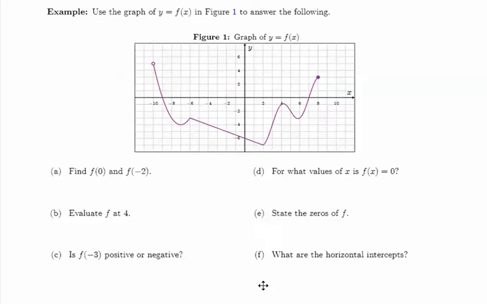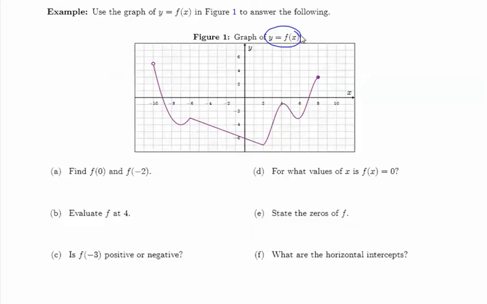In this example, we're going to look at the graphical representation of a function to answer a series of questions about it. To start, we want to look at what's given right here. We have the graph of y equals f of x. So this relationship is going to be key in identifying if we're given an input or an output for the function. For the first one, we have f of 0.